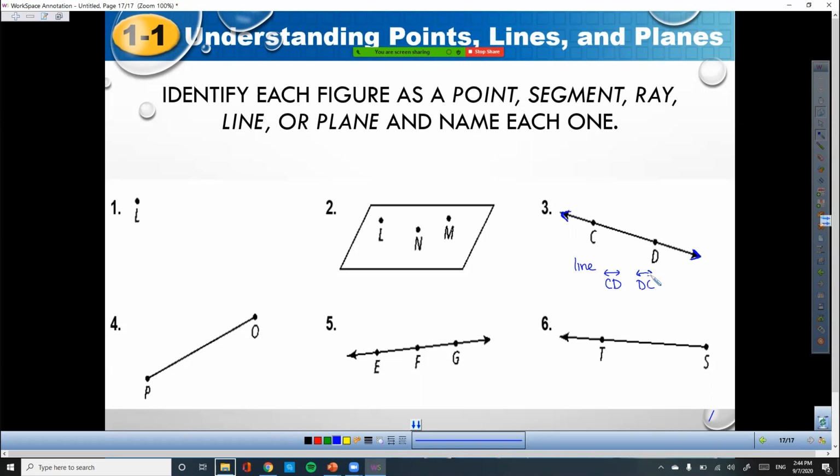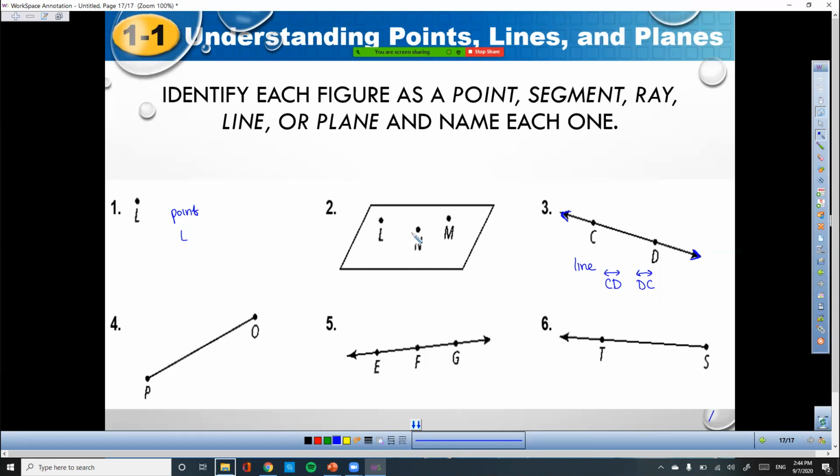Okay. So for the first one, very easy. Obviously, what is this right here? This is a point. And to name it, obviously, we just use a capital letter. So this will be point L.